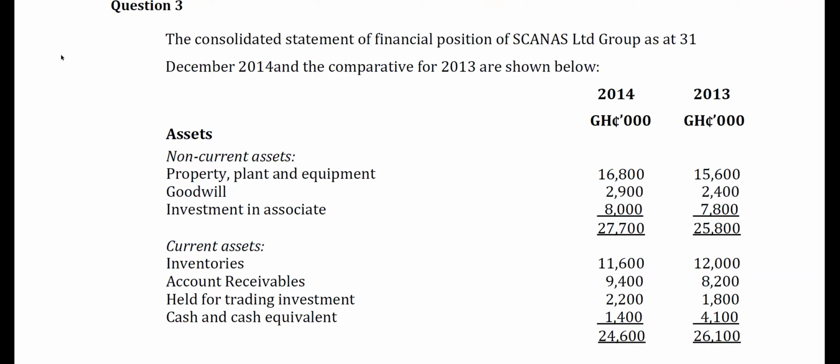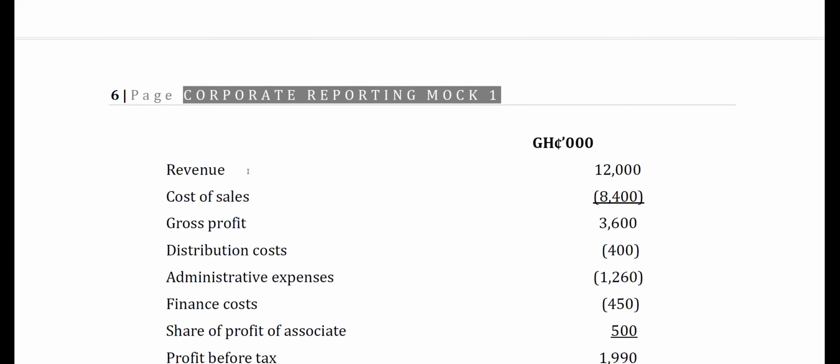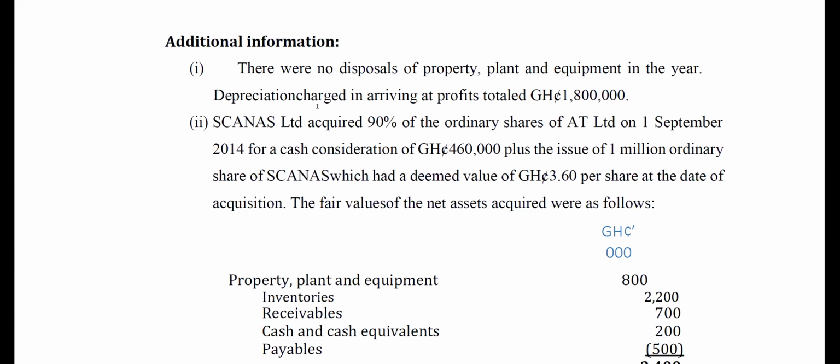The consolidated statement of financial position of Scanners Limited Group as at 31st December 2014 and the comparative for 2013 are shown below. Assets, non-current assets, 2013-2014. Requirements. Additional information. There were no disposals of PPE in the year. Depreciation charged in arriving at profit totaled 1.8 million Ghana cedis.